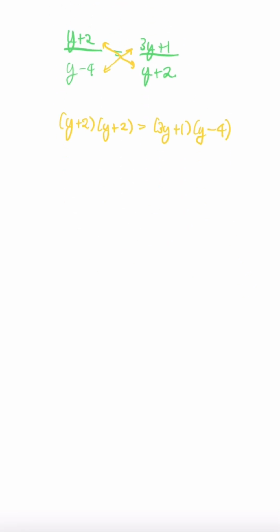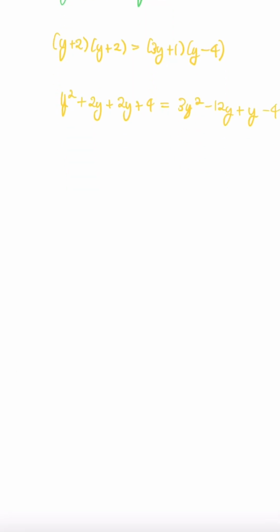Well, y times by y is y squared. We've got add 2y, add 4. And on the other side, we've got 3y times by y, which is 3y squared, 3y times by minus 4, which is minus 12y, 1 times by y, which is y, and 1 times by minus 4, which is minus 4. Now let's go ahead and add together the like terms to be left with this here.